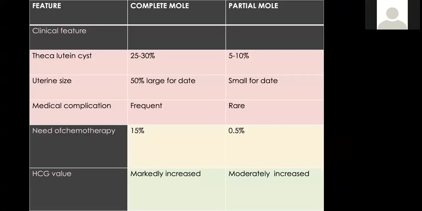Further, to differentiate between the clinical features: complete mole can have theca lutein cyst in approximately 25 to 30%, in partial mole it is 5 to 10%. The uterine size is 50% larger in complete mole, while in partial mole it could be the same or small for date. Medical complications are more frequent in complete mole as compared to partial mole. There is a need for chemotherapy in 15% of cases of complete mole as compared to 0.5% of partial mole. Now, β-hCG value is very important. We have to do it serially once such patients come, for follow-up and monitoring. It is markedly increased in complete mole, and partially increased in partial mole.